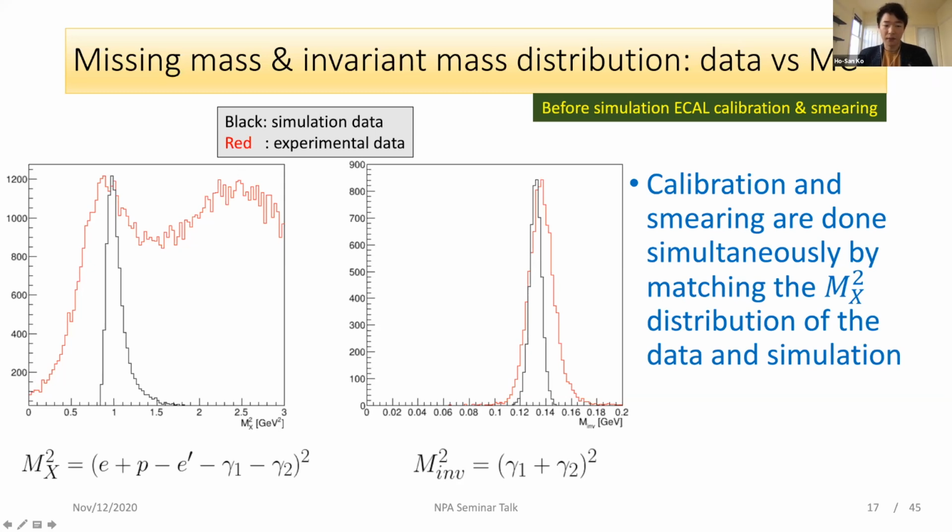In the case of the missing mass distribution, we have a proton mass peak and there's contamination from, for example, semi-inclusive DIS events. And of course, the Monte Carlo simulation results do not match the data because we haven't calibrated and smeared the resolution yet. This x-axis is the missing mass squared in GeV squared. In the case of the invariant mass, this is actually GeV, not squared, sorry.